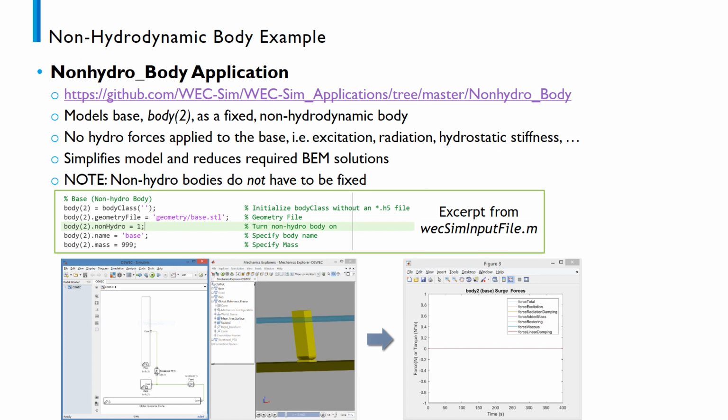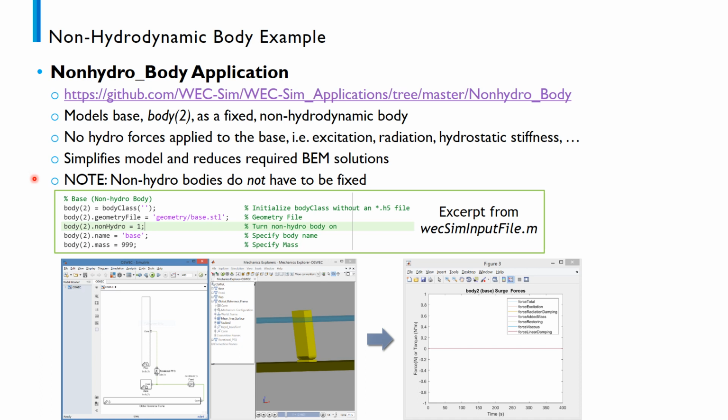The WEC-Sim non-hydro body application is an identical OSWEC case, except the base is modeled as a fixed non-hydrodynamic body. No hydro forces are applied to the base. This simplifies the model, reduces computational expense, and reduces the required boundary element method solutions.